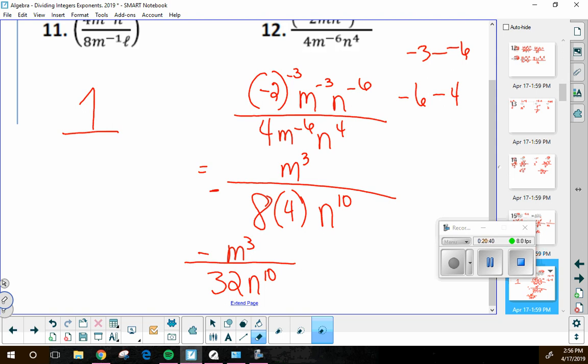Then remember, the negative came from this. Negative 2 times negative 2, so positive 4 times negative 2 is a negative 8. So I just stuck my negative there.